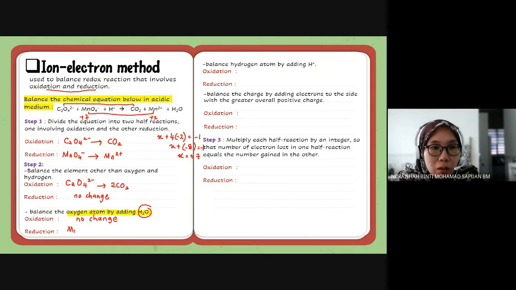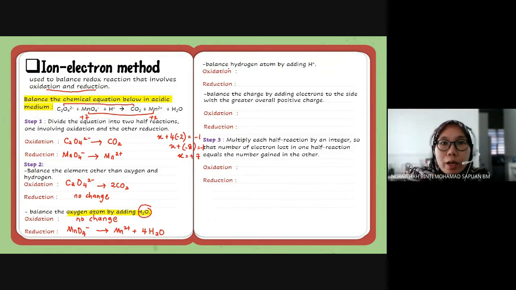So MnO4 minus produce Mn2 plus 4. Since you have 4 oxygen, so you need to add 4 water. Okay, so next step, dalam step 2 ni balance hydrogen atom by adding hydrogen ion. You nak balancekan hydrogen, mesti tambah hydrogen plus.